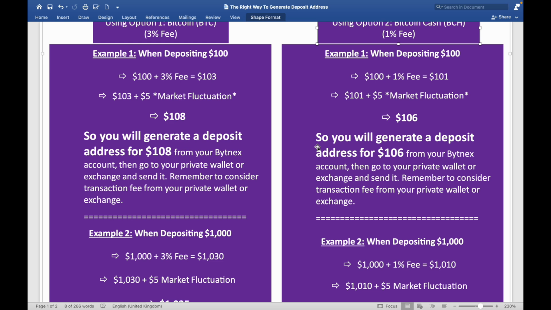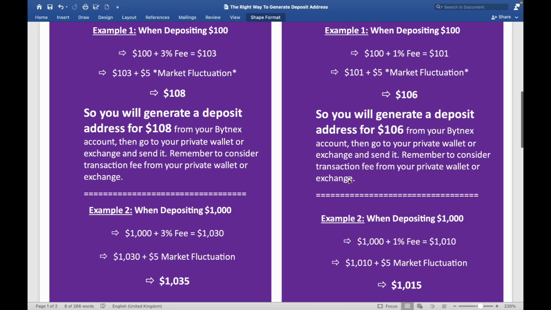So you will generate a deposit address for $106 from your Bytnex account. Then same process, go to your private wallet or exchange and send it. Okay, once more, remember to consider the transaction fee from your private wallet or exchange, because that is still there if you want to send it.